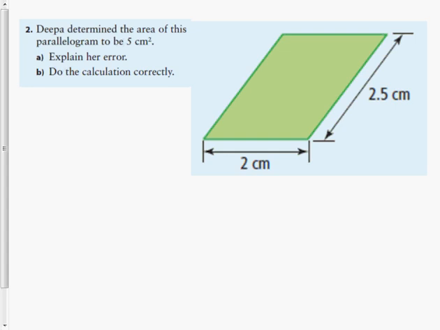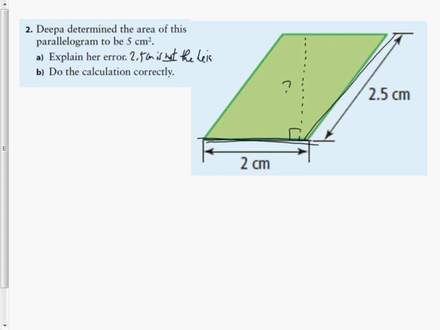So the first question says, Deepa determined the area of this parallelogram to be 5 centimeters squared. Explain her error. Well, remember, this is a parallelogram, and this technically is the base. But in order for me to get the area of that particular parallelogram, I have to multiply the base times the height. And the height is the perpendicular distance from the parallel line at the top to the base. So this distance here is not the height. In fact, we don't know the height. So because we don't know the height, we can't actually tell the area. So our error was that 2.5 centimeters is not the height.